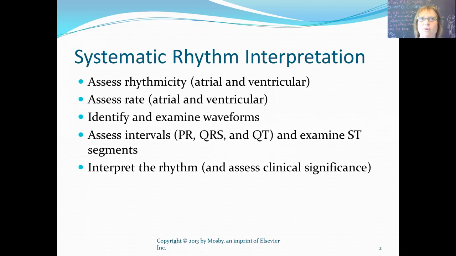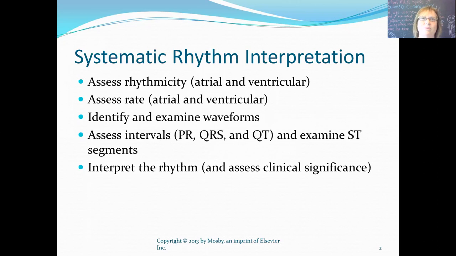So here's what we do, and we'll go through it slide by slide. First, we assess what's called the rhythmicity, right? So is it regular or not regular? And we look at that for the atria, and we look at that for the ventricles, right? So the atrial conduction and then the ventricular conduction. And do you remember when I talked about the conduction system? We see that separately on that tracing. We see the depolarization of the atria in that P wave, and then the QRS is the depolarization through the ventricles, and that's why we're able to see the difference. So step one, assess the rhythmicity.